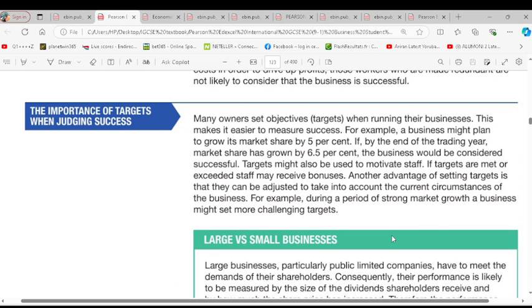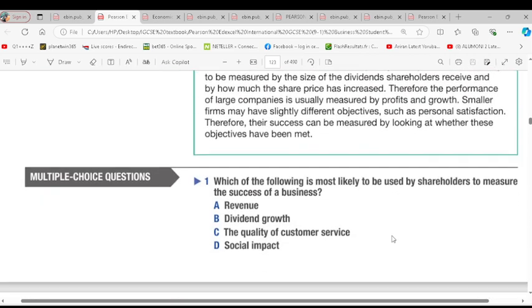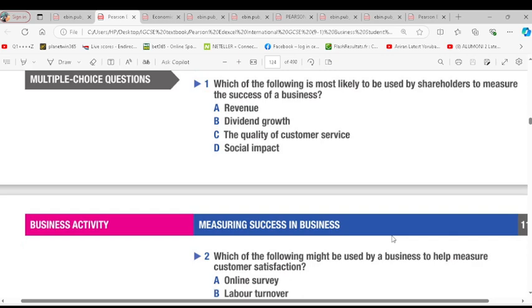I got you. Any question about that? No. So that ends chapter 14. We'll go to the MCQ. So we'll go to the MCQ for chapter 14, measuring success in business. Question 1.